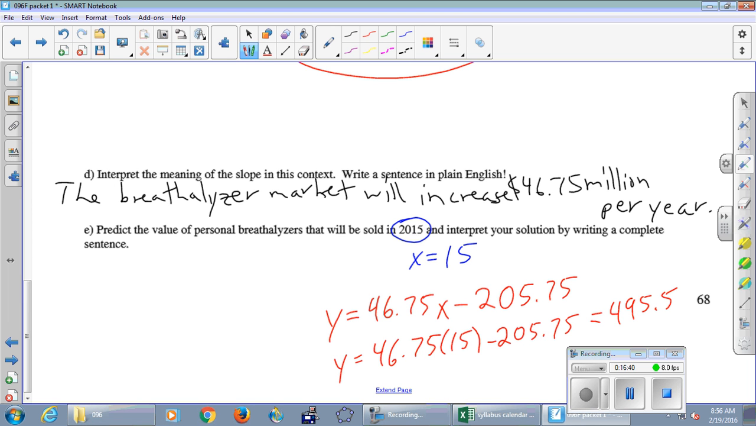And in terms of a sentence, our sentence just needs to include two pieces of information and then a couple of words to pad it. One of the numbers, so one of the pieces of information is that 495.5. What's the other? It's the 2015. Some people talk about the slope. They talk about the 46.75. Some people want to include the y-intercept in here, but really this is a problem with a single input and a single output. In 2015, the breathalyzer market was worth $495.5 million. That's the full sentence. Okay. Just give me the input and the output.